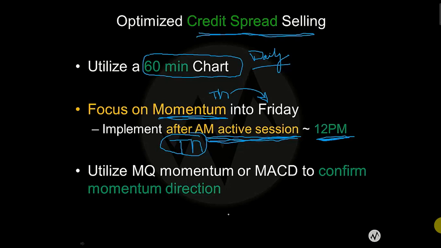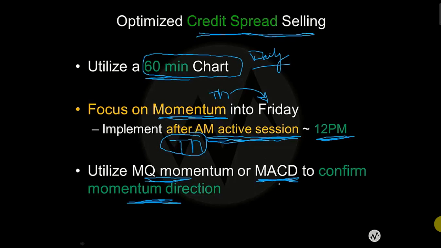We're going to utilize the MQ momentum indicator, and if you don't have that, maybe use MACD. It's a momentum indicator that we use to confirm the direction that we are moving on the 60-minute chart. I know I'm repeating myself a lot, but a lot of it needs to be repeated, because these are the firm exact steps. What MACD setting? It depends on whatever you use. It's non-specific. If you don't know, use the default.